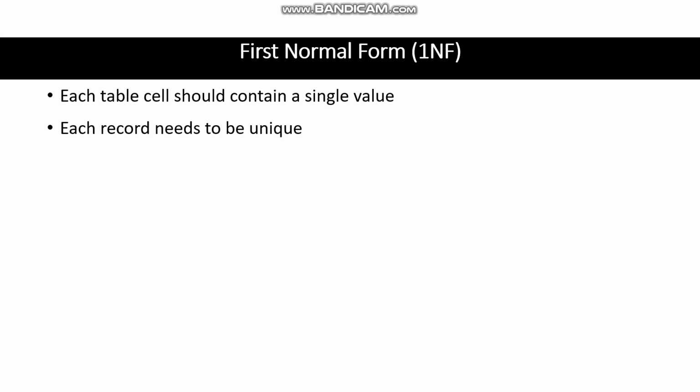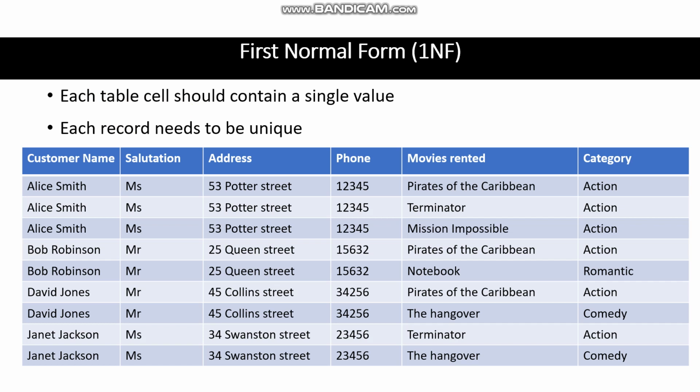In the first normal form, the condition is that each table cell should contain only a single value and each record needs to be unique. So from our previous table, if we convert it to something like this, where all the movies rented out by different customers are placed in different rows, then each of them now contains only a single value in the movies rented column. At the same time, each record also becomes unique.